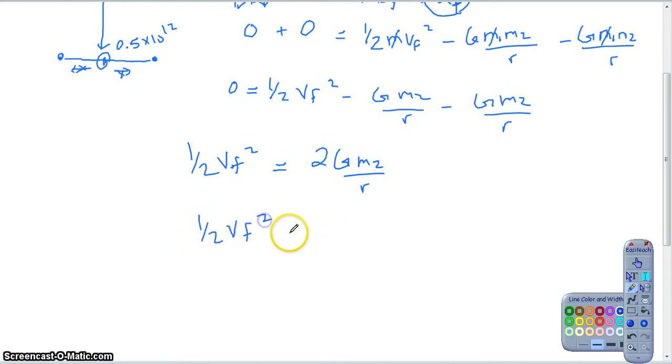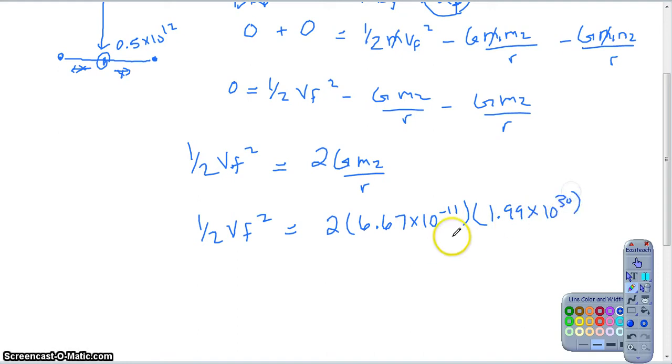So 1/2 the final velocity squared equals 6.67 times 10 to the negative 11th, for our universal constant. The mass of each of the stars is 1.99 times 10 to the 30th. And then again, the separation from each star individually, I do not use the total 1 times 10 to the 12th, I just use 0.5 times 10 to the 12th.